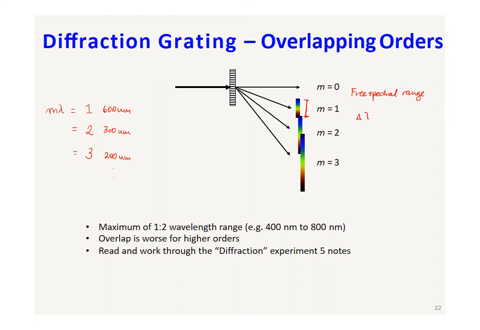And that is given by simply wavelength over m, where lambda is the lowest wavelength that you'll be considering and m is the order.